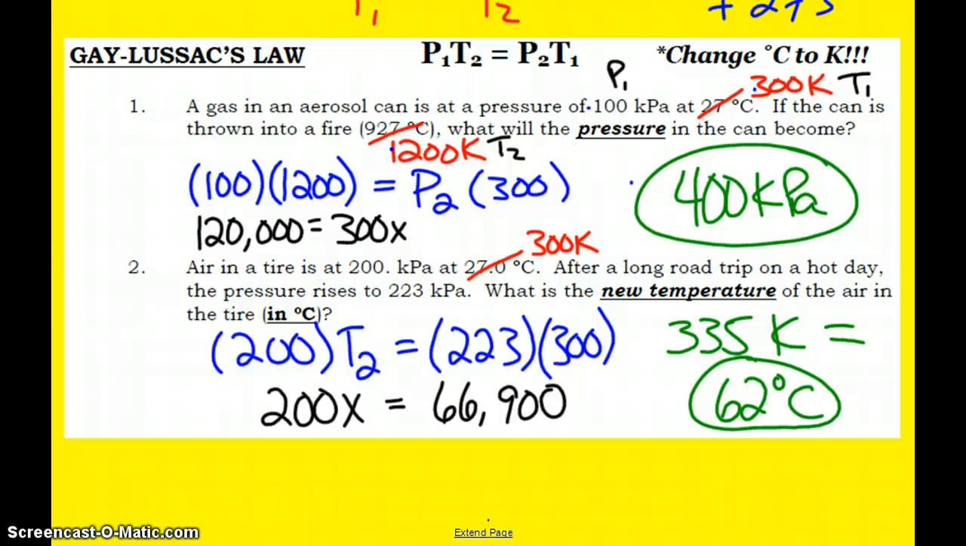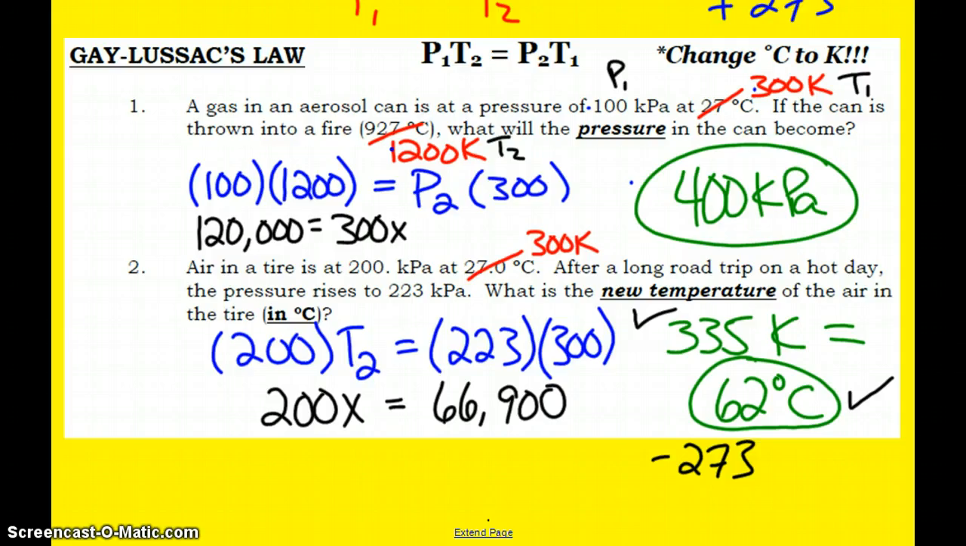And so here we see, this time we're solving for temperature. You still have to change to Kelvin. So we've got air in the tire. P1 is 200 kilopascals. After the trip, the pressure goes up to 223, so that's P2. The temperature started at 300 Kelvin, so what's it going to end up to be? Well, when I solve for x, it's 335 Kelvin. This time I subtract 273, and that's how I got my 62 degrees Celsius.